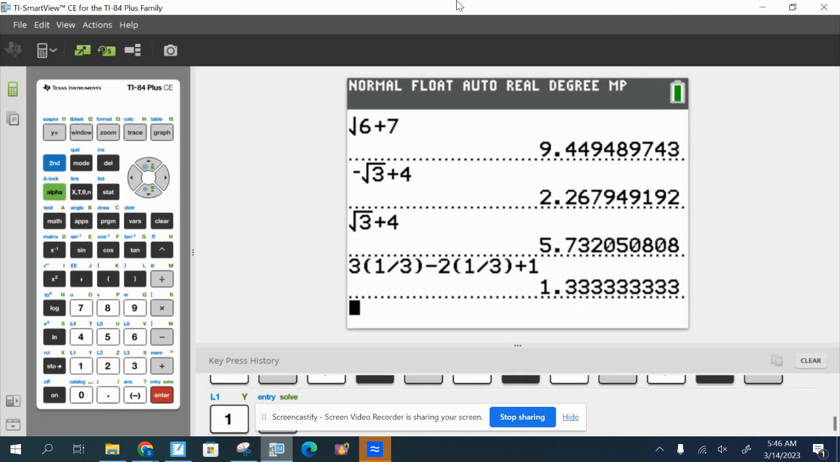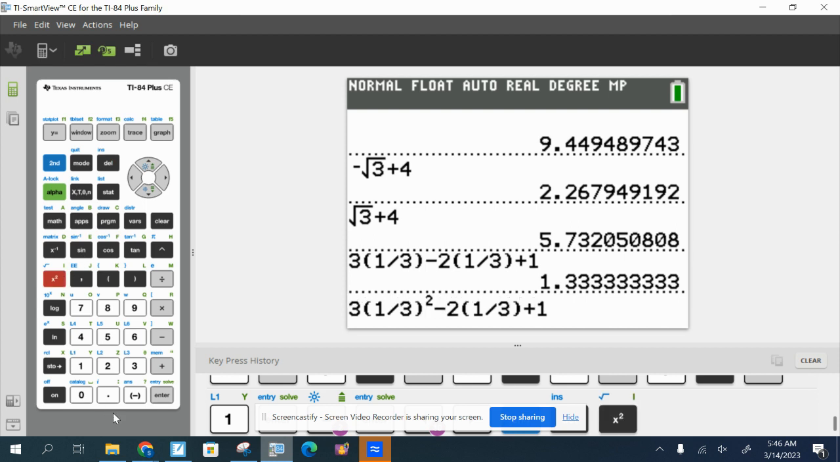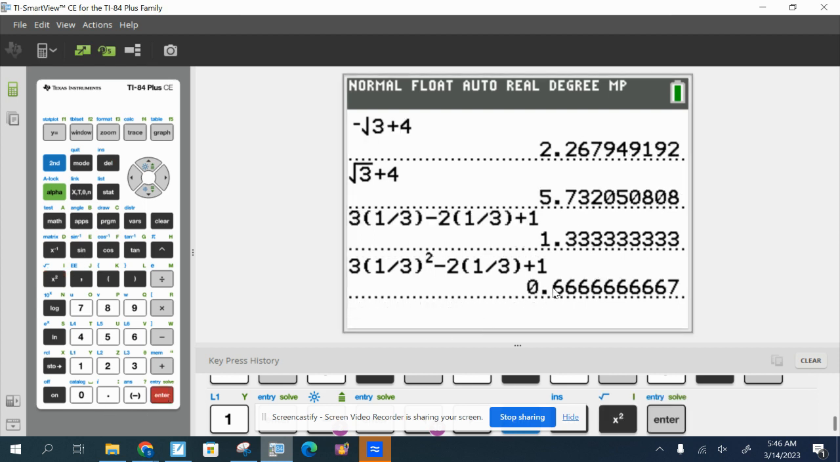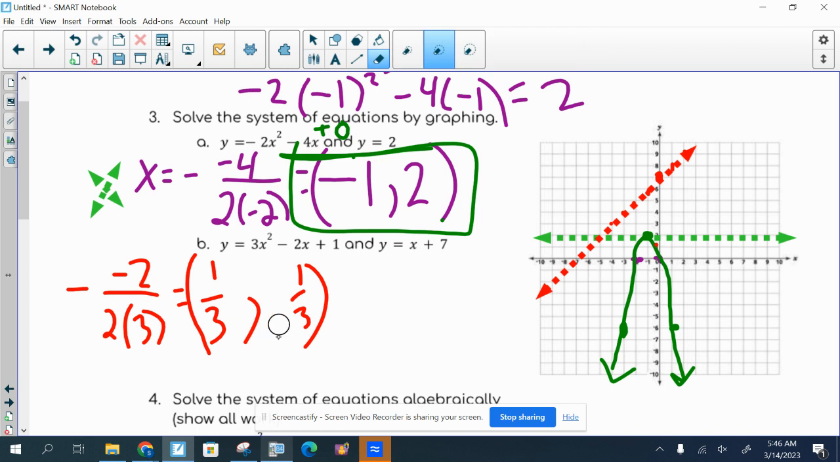Oh, I didn't square the 1/3. Oh gosh, okay. I was like, this doesn't make sense because my y-intercept is lower than my vertex and it's not supposed to be. So let me insert a square. Okay, 2/3. Sorry, 2/3. That makes a lot more sense. So 1/3, 2/3, about there.